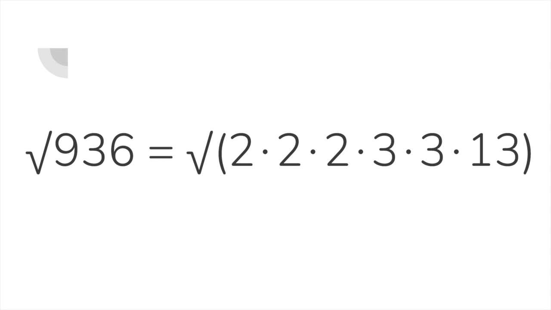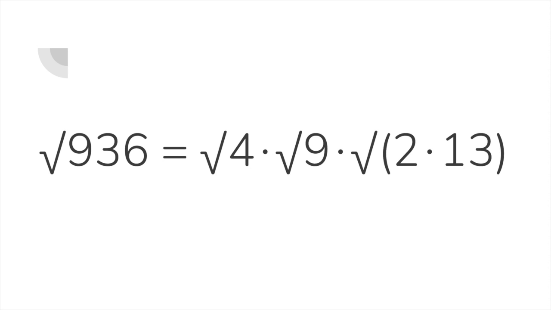We have now changed the square root of 936 into the square root of 2 times 2 times 2 times 3 times 3 times 13. To start with the simplifying, let's group our matching pairs, in which we have one pair of 2 and one pair of 3. We know that matching pairs can be multiplied to get perfect squares, making our equation the square root of 9 multiplied by the square root of 4 multiplied by the square root of 2 times 13.